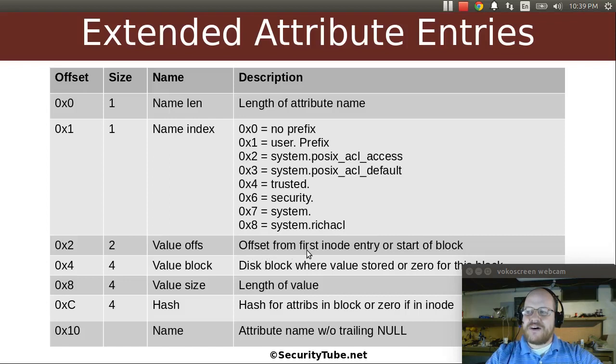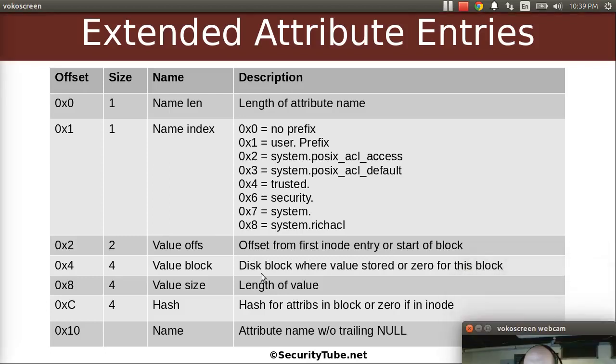Then we have the offset from the first inode entry or the start of this block. Then we have the disk block where our value is stored, or 0 if it's in this block. The length of the value, and a hash for the attributes in block, or 0 if it's in the inode. The attribute name without a trailing null comes next. And that's pretty much it.